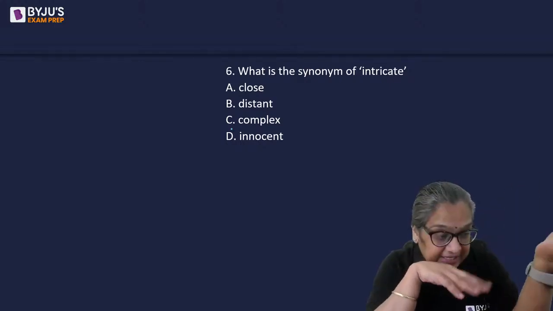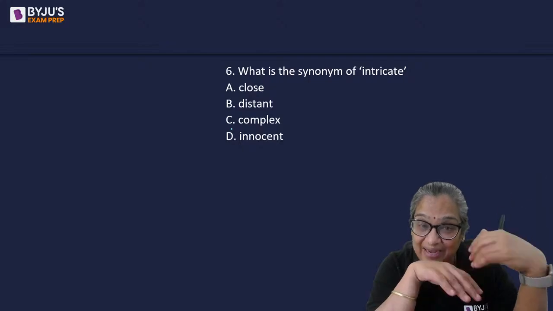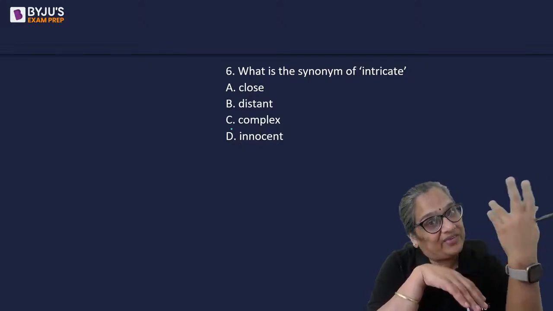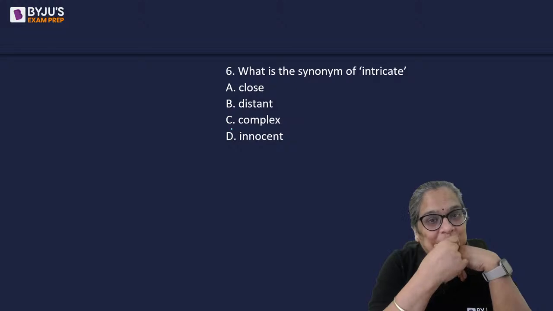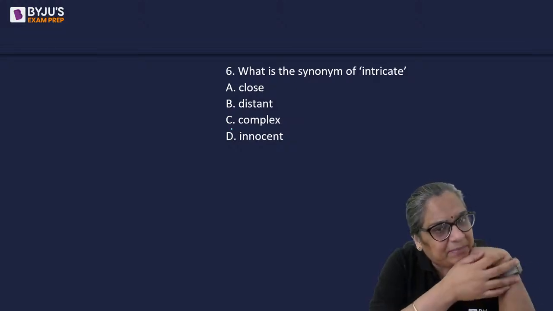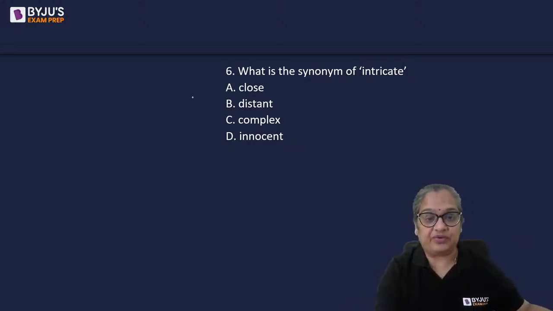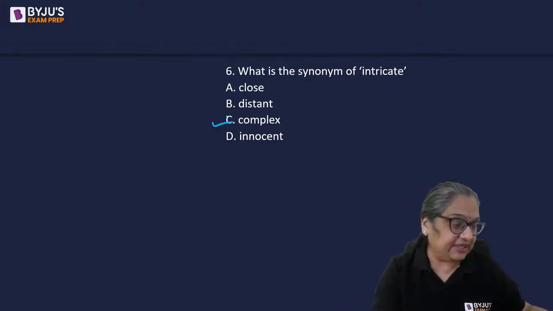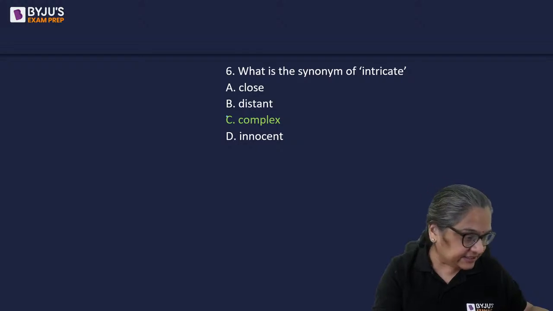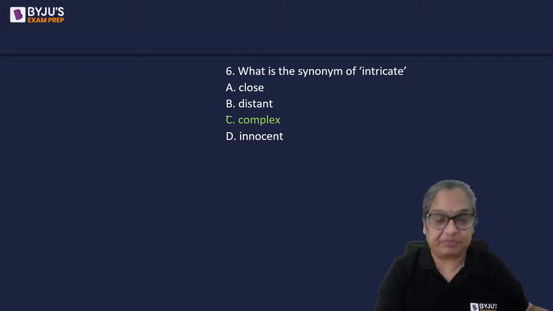You look at saris with embroideries. The more intricate the embroidery, the more expensive the sari. The material will be the same. Intricate means complex, Shreya. True. So intricate means complex. All right. C is the answer. Lots of people gave me C.